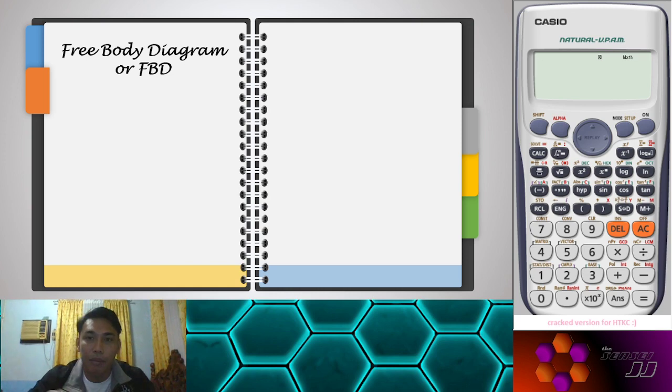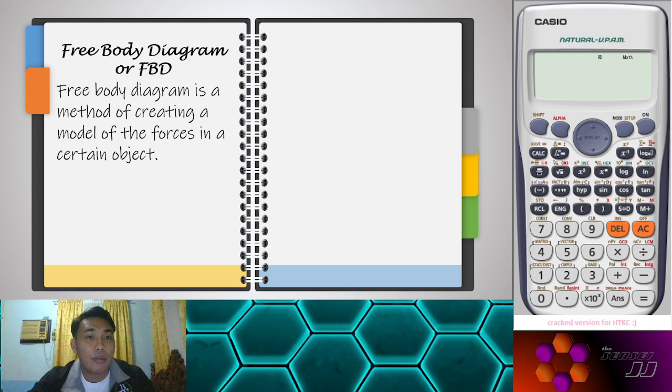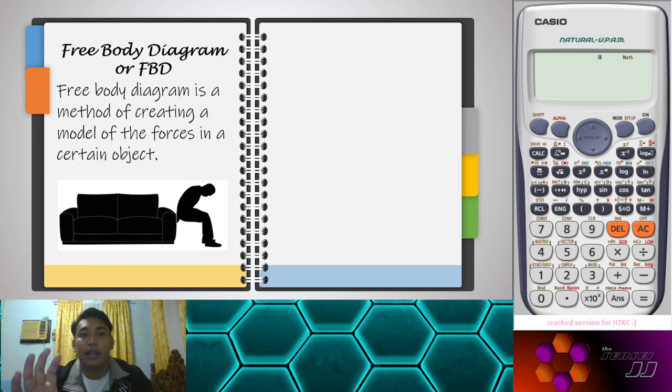Free body diagram is the placing or assuming, discerning where the forces will be going. So free body diagram is a method of creating a model of the forces on a certain object. For example, we have this guy pushing a sofa, whatever it is. Still, the man is pushing that object.